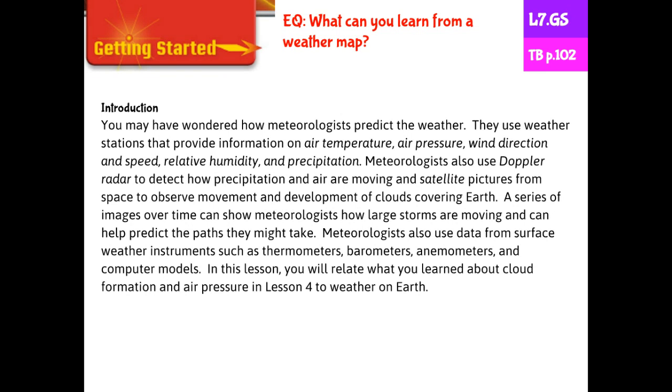As we move into the introduction, lesson 7 is all about predicting weather. Meteorologists predict the weather, and you may have wondered how they do that. They use information like air temperature, air pressure, wind direction, speed, humidity, and precipitation. They also use things like radar and satellites to observe the movement of clouds on Earth.